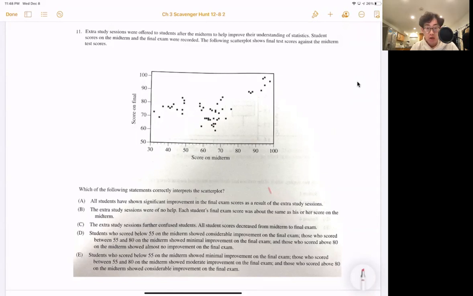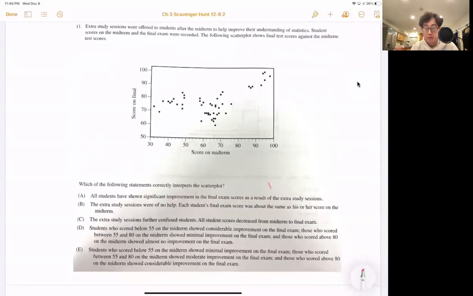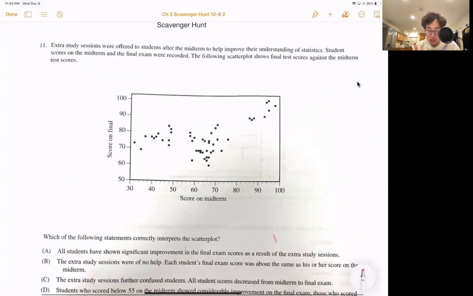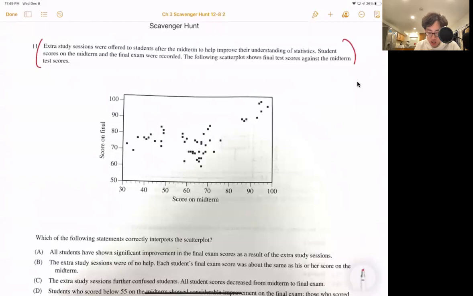This was your very first question on your, no, I'm sorry, not open-ended, your scavenger hunt. A lot of you were kind of confused as to how they worded this. If you see what's happening in terms of context, these dots indicate the number of students. For this particular student, let's say this student received about a score of 35 on the midterm.